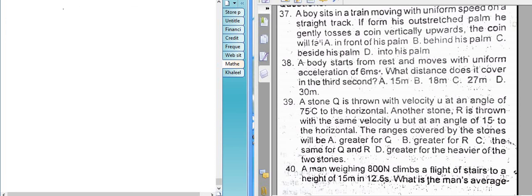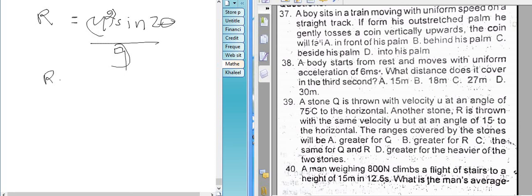In fact, we know that the range is equal to u square sine 2 theta over g. Since g is constant and u is also constant, the range is directly proportional to sine 2 theta. So the higher the angle, the higher the range. When we look at the question, Q has the higher angle, which is 75, while R has the smaller angle, which is 15. Therefore, Q will have the highest range compared to R. So the range for Q must be greater than the range for R, because the angle in Q is greater than the angle in R. Therefore, the correct option is option A.